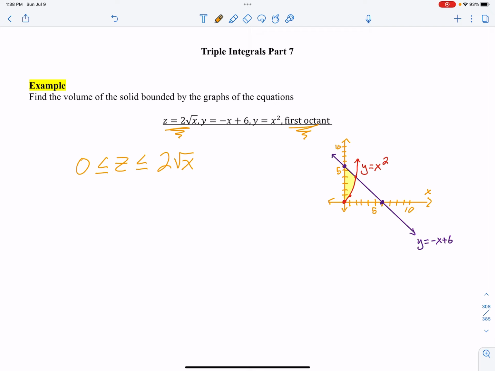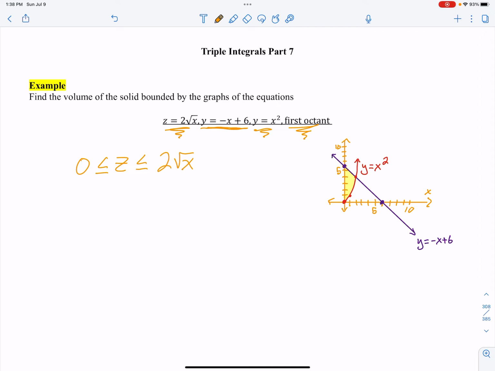Now, graphing the other things, if I graph this, that's graphed in purple there. That's just a line. That's mx plus b. So I start at 6 and then go down to positive 6 on the x-axis. So there's that. And then the last graph is a parabola. I graphed half of it in red because it's stuck in the first octant, so I don't care about the other side. And then I highlighted this section in there.